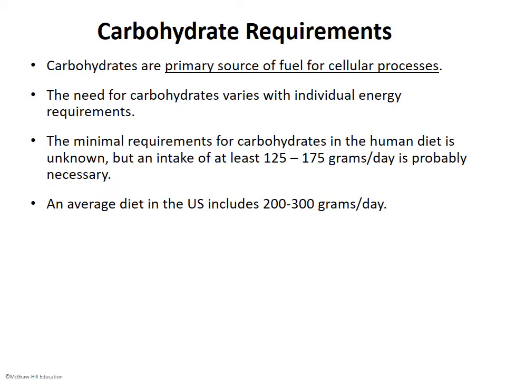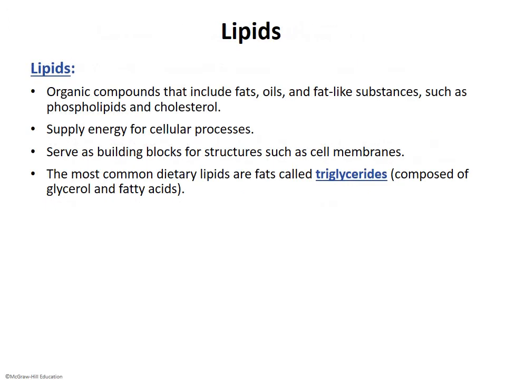But again, there's a lot of things about carbohydrates that we should look at more than just the general category. We need more complex carbohydrates in our diets. So now we get into lipids, or what we call fats, all right? It's an organic compound that includes fats, oils, and fat-like substances, such as phospholipids and cholesterol. Lipids, again, is just like when we talk about carbohydrates and we think of them as sugars, lipids we think of as fats.